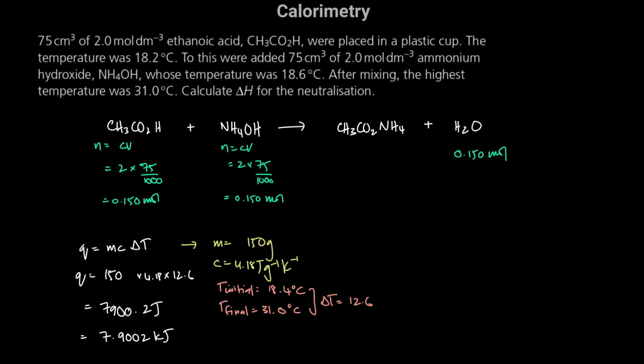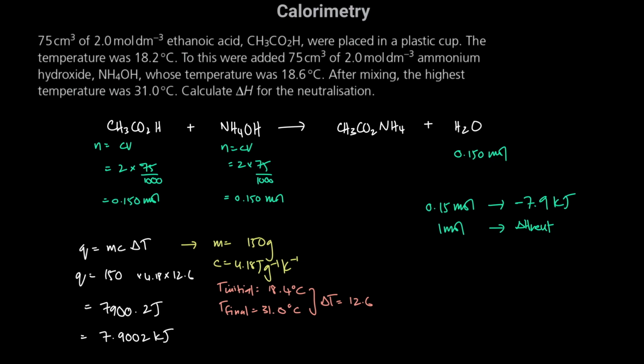So this is the heat taken in by the solution, by the surrounding water, in kilojoules, right? So what I can say is that in this reaction, when 0.15 moles of water were formed in the neutralization reaction, the enthalpy change was negative 7.9 kilojoules for 0.15 moles of water being formed. So what is the enthalpy change if 1 mole of water had been produced? That is the enthalpy change of neutralization.